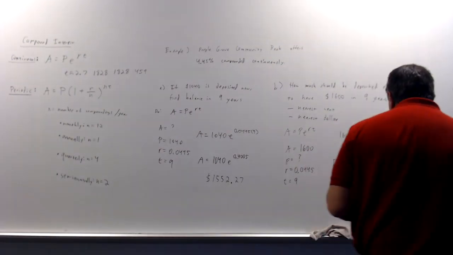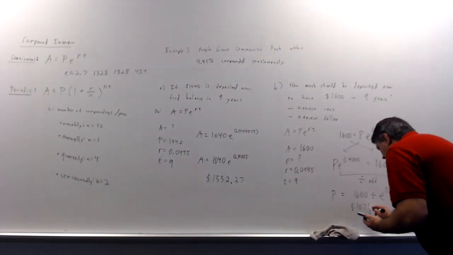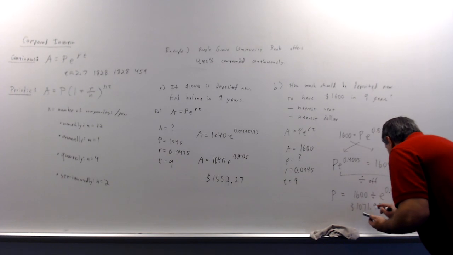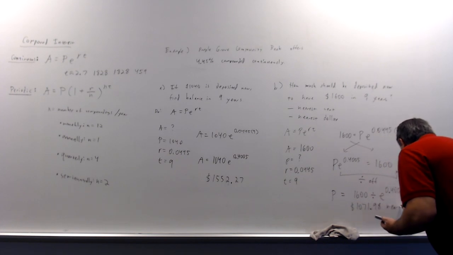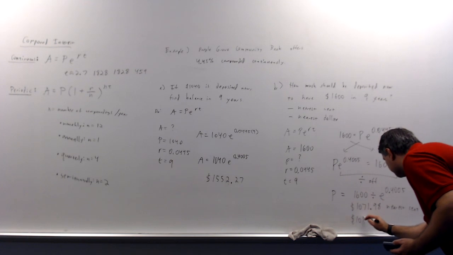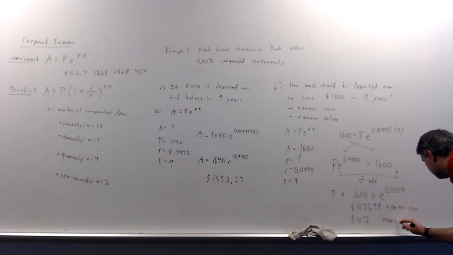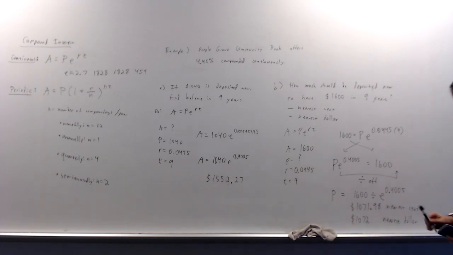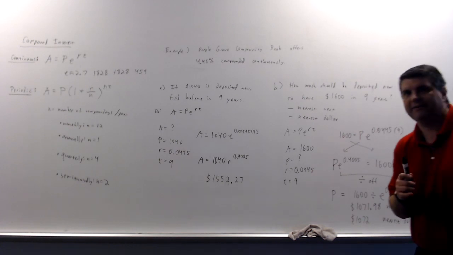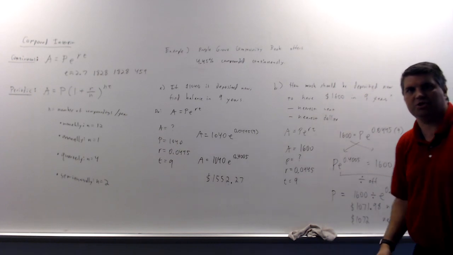Okay, so the nearest cent, that's going to be $1,071.98. The problem also said it wants the nearest dollar. So the nearest dollar, that is $1,072. Unless given reason to do otherwise, assume nearest cent.